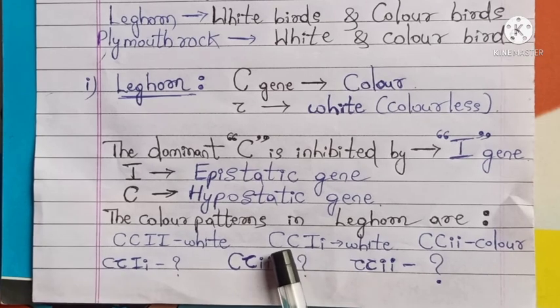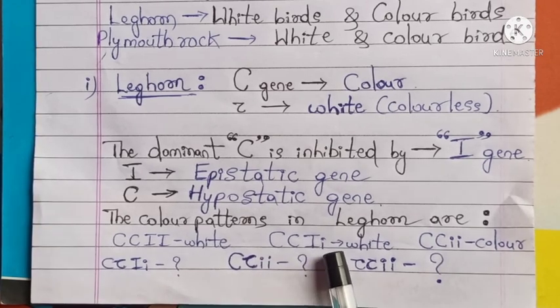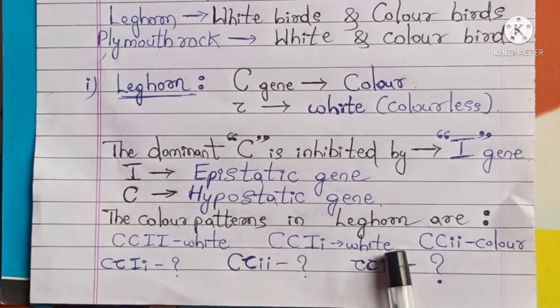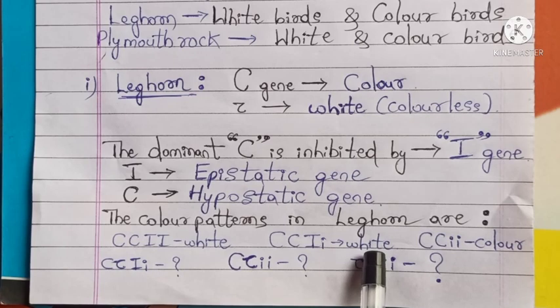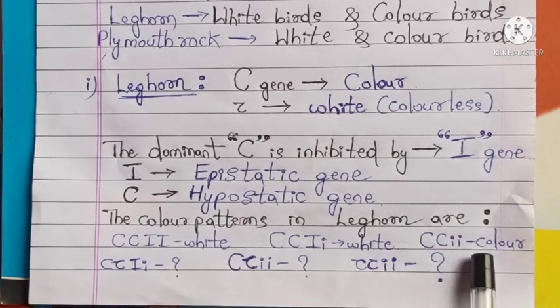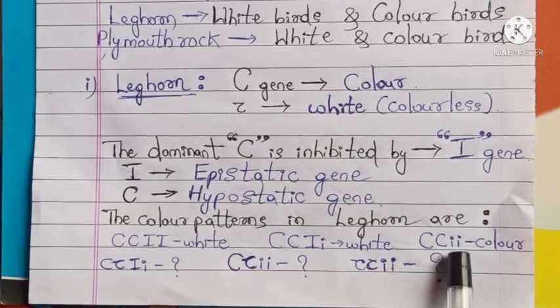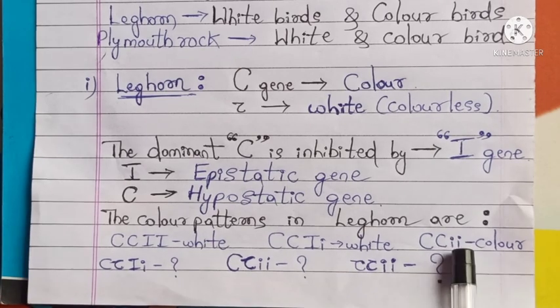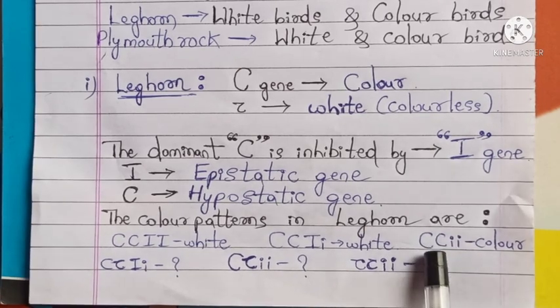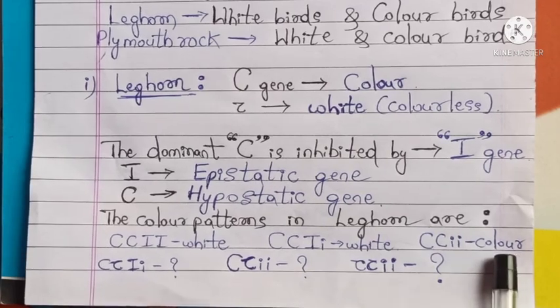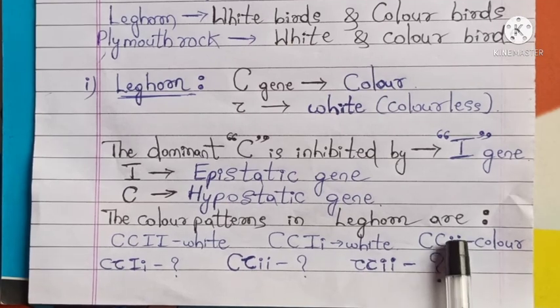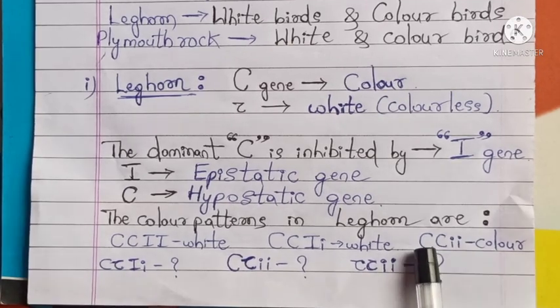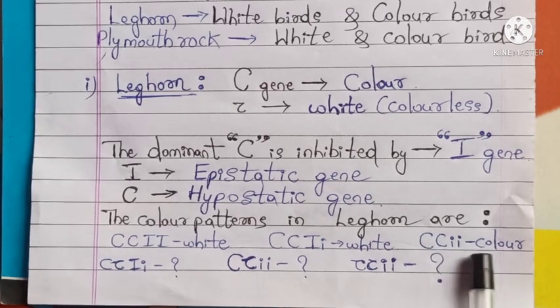Similarly, you can see here also capital C, capital I, small i. So capital I is present. Therefore, automatically the white color is expressed. I mean, no color is formed on the feathers. And here you can see that the I gene is present in recessive condition. Therefore, now the C gene is expressed. In this case, the feathers have color. So the birds having this genotype, where the I gene is present in the recessive condition, it cannot dominate. Therefore, color is expressed.